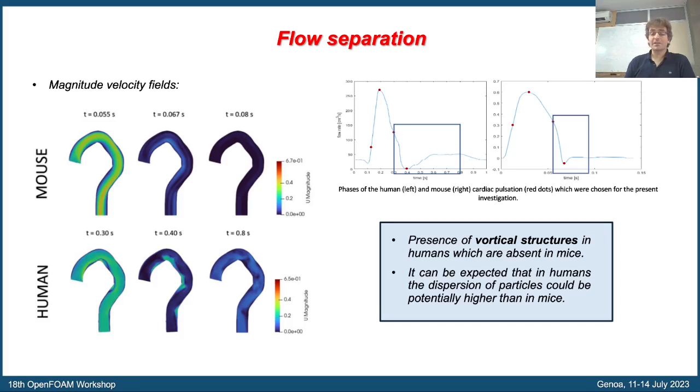The presence of vortices is actually a good thing in the human case, because vortices mean that the dispersion of golden nanoparticles will be more effective, and there will be a higher probability for golden nanoparticles to reach the site where atherosclerotic plaques could form.